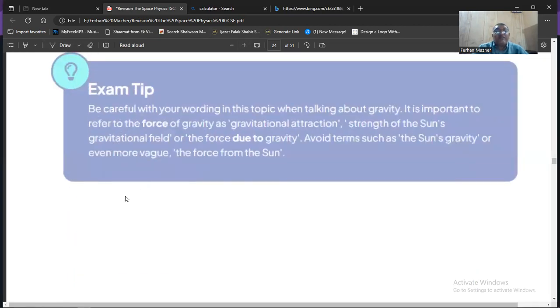Be careful with your wording in this topic when talking about gravity. It is important to refer to the force of gravity as gravitational attraction, the strength of the sun's gravitational field, or the force due to gravity. Avoid terms such as the sun's gravity, or even more vague, the force from the sun.